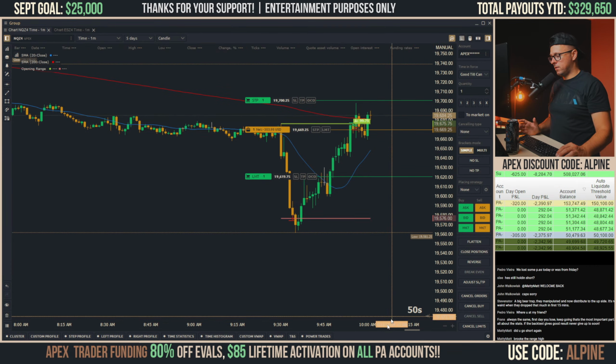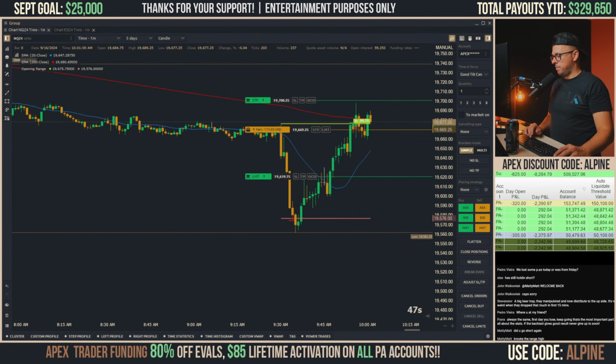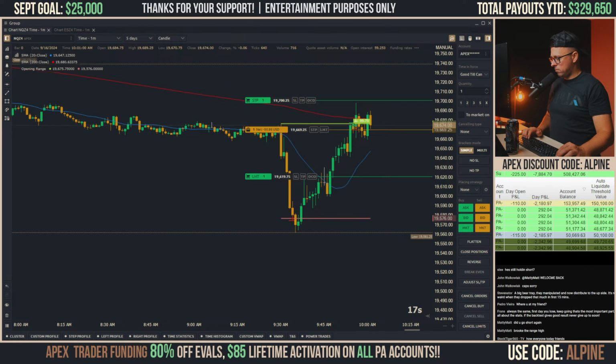I paid for one account last night, and I went short again. And Apex just decided not to activate my account. I don't know what happened. I don't know what Apex is doing lately with the slow activations. Have you guys been able to get evals today and activate them? I definitely paid for a PA account last night and I don't see it.